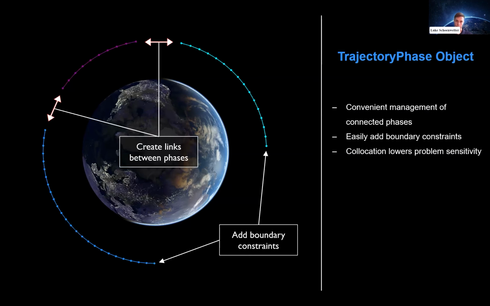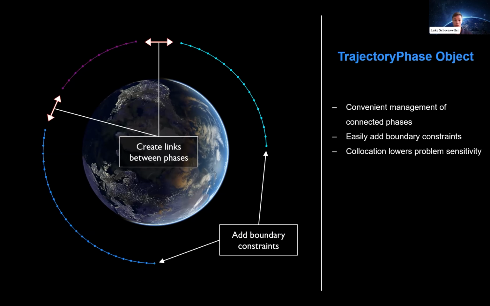Some of the other things that these trajectory phase objects do is allow us to easily do things like link two phases together. Say you have an Earth phase and a Mars phase, like in Nate's talk earlier. You can link those up really easily. It also provides convenient ways to add boundary constraints to the problem, provides easy access to those endpoints.